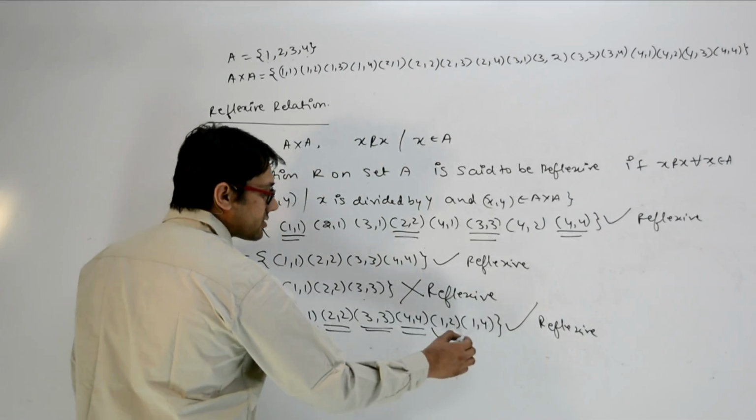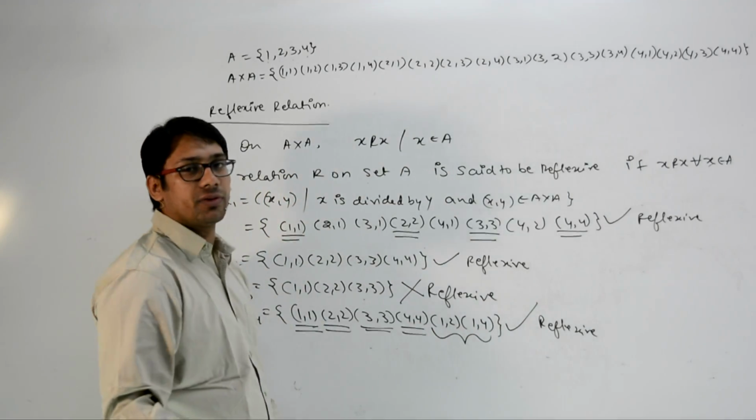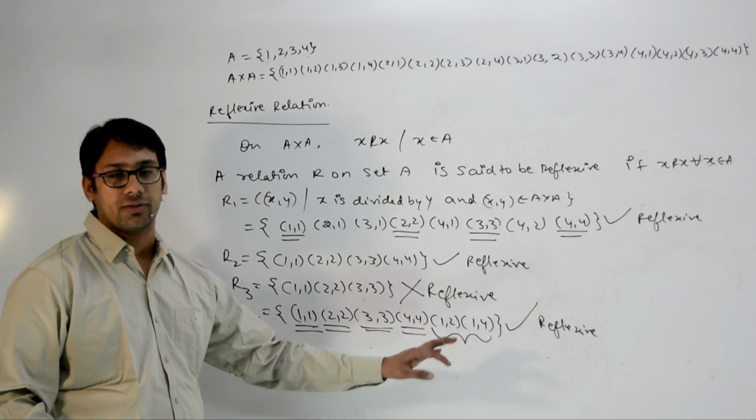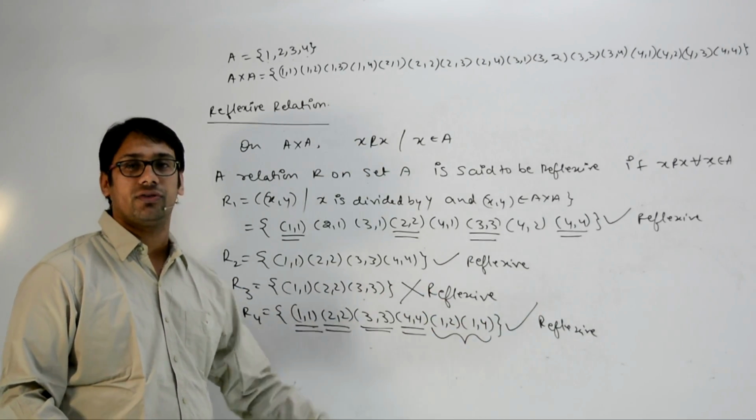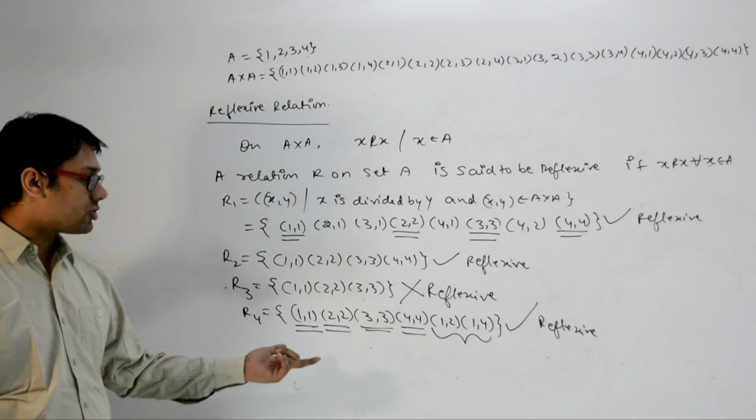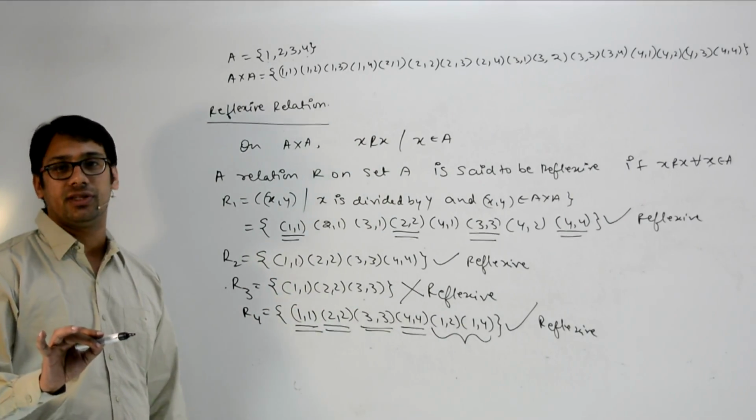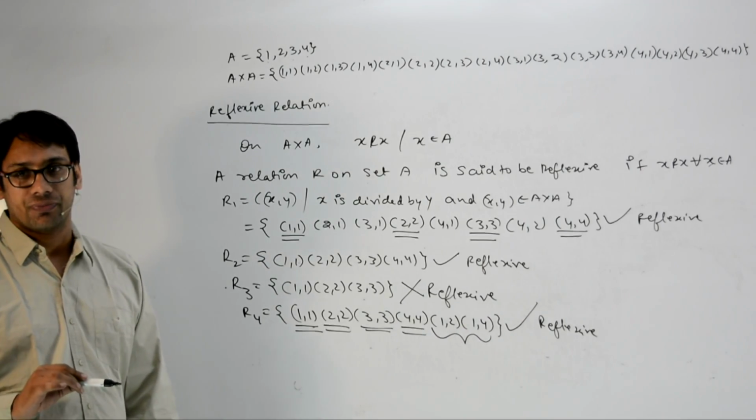And these are the extra pairs. They can be there, may not be there. If they are there, doesn't matter. If they are not there, doesn't matter. They should satisfy the condition or the constraint of the relation. But these ordered pairs (1, 1), (2, 2), (3, 3) and (4, 4), they should always be there for a reflexive relation. Right?